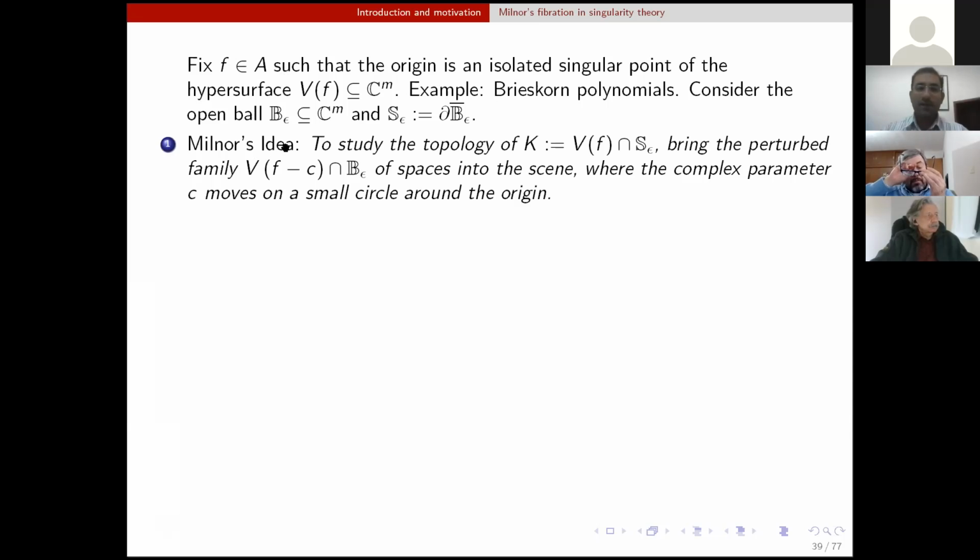Okay, so Milnor's fundamental idea is this one. The Milnor construction of exotic spheres is given by this: you consider a very specific polynomial, consider its zero set, and intersect it with a small sphere of radius epsilon. This K, this intersection, the Milnor link, gives you all exotic spheres if this polynomial f ranges over Brieskorn polynomials.